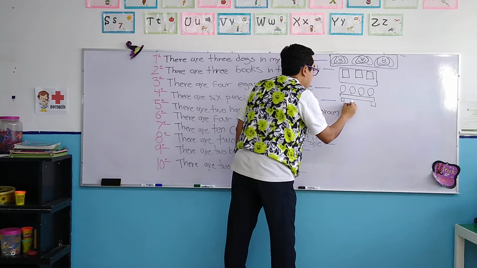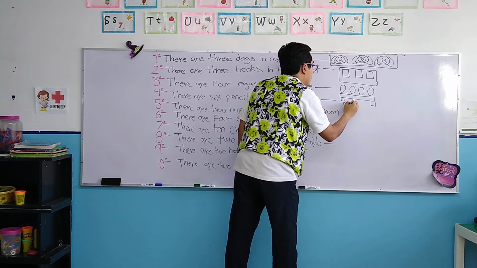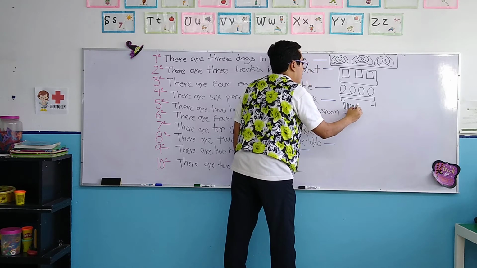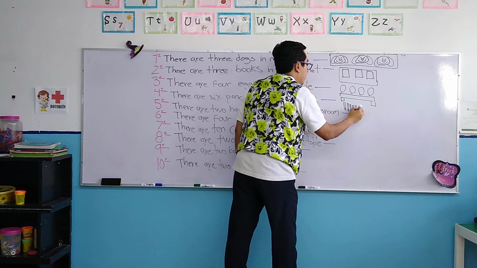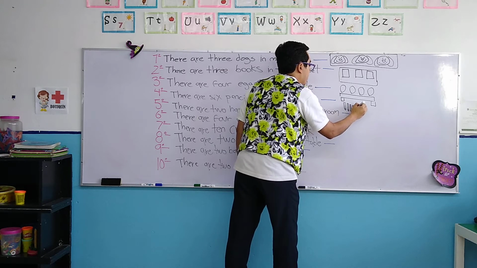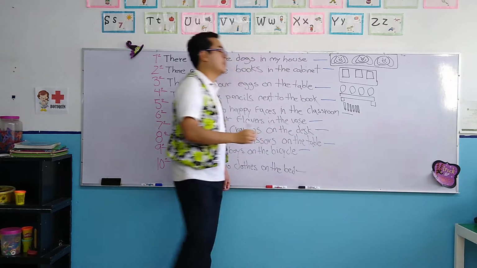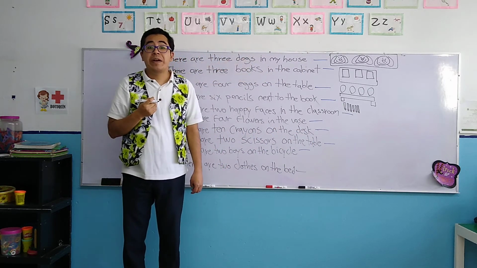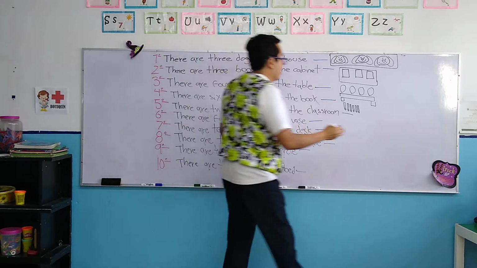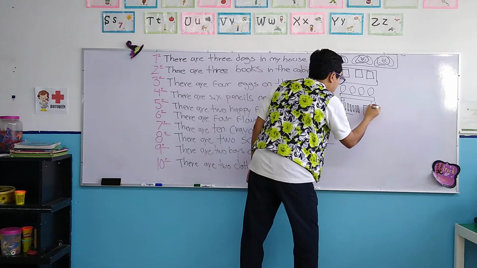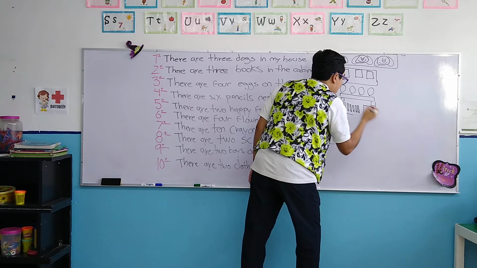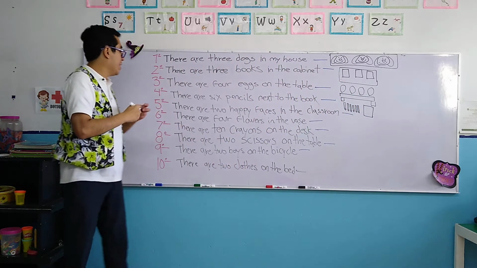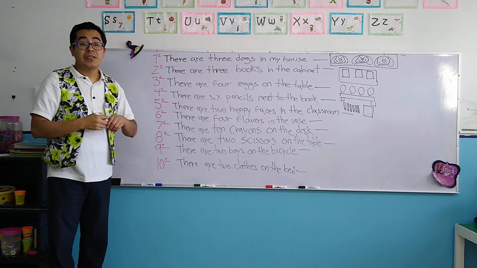1, 2, 3, 4, 5, 6 pencils. And the pencils are next to, al lado, next to the book. Here, again, we can make a rectangle simulating a book. Okay? Very good. Let's continue with the fifth sentence.